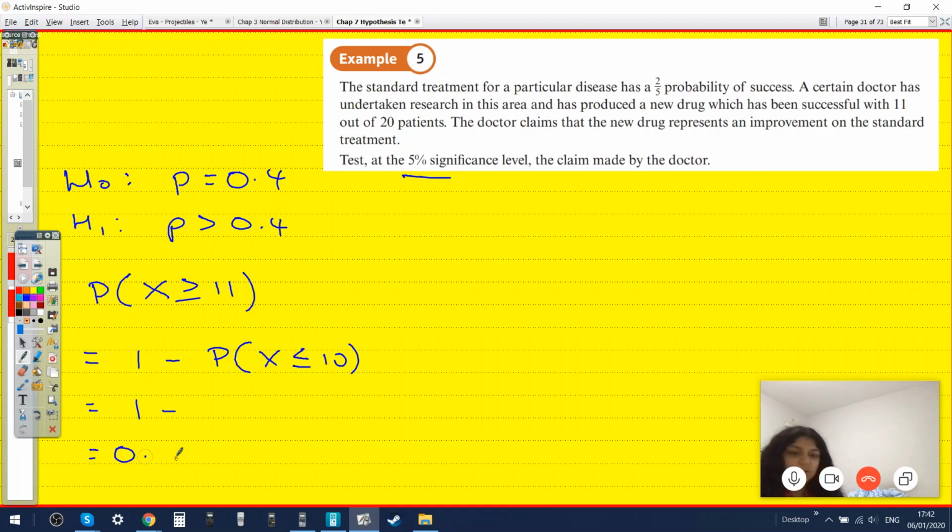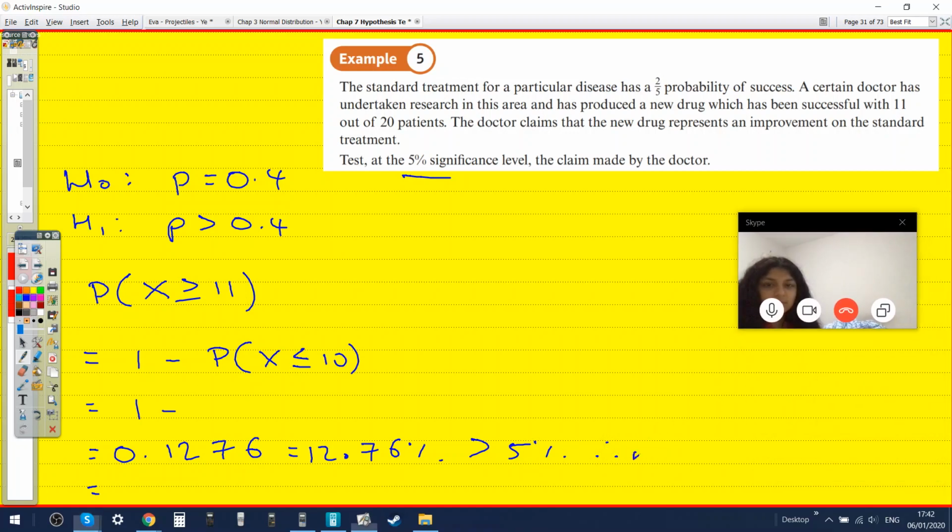0.1276. That's greater than 5%, so the null hypothesis is rejected. Which is greater than 5%. Therefore, the null hypothesis, I believe, is not rejected.